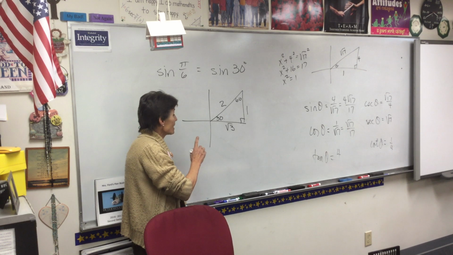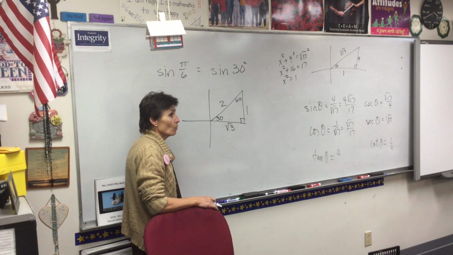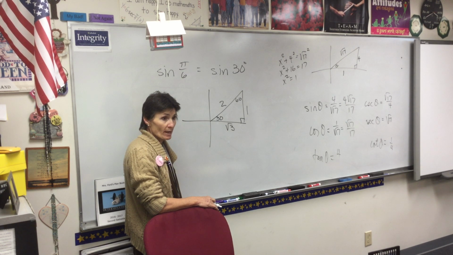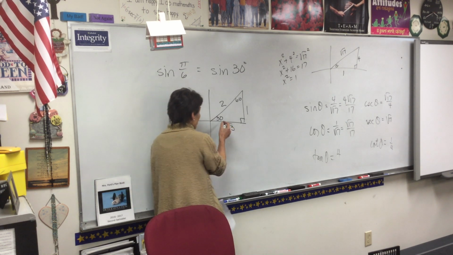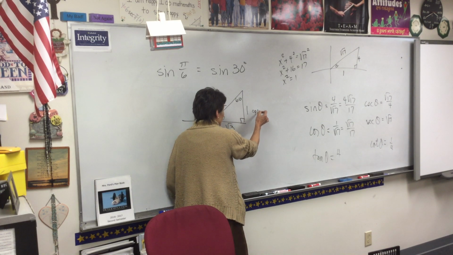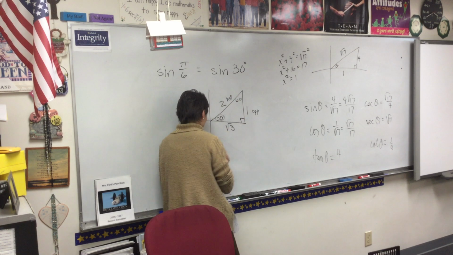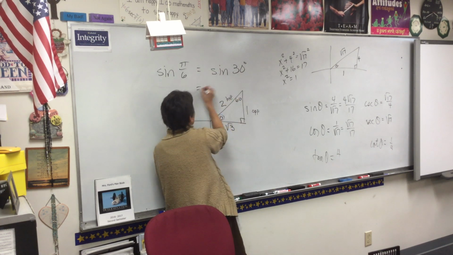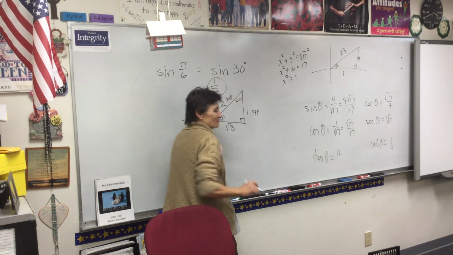Now I want the sine. Well, wait a minute. The sine is opposite over hypotenuse, right? So in this setup, here's the angle. This is the opposite, 1 over 2. And this is the hypotenuse. So the answer to the question is 1/2.